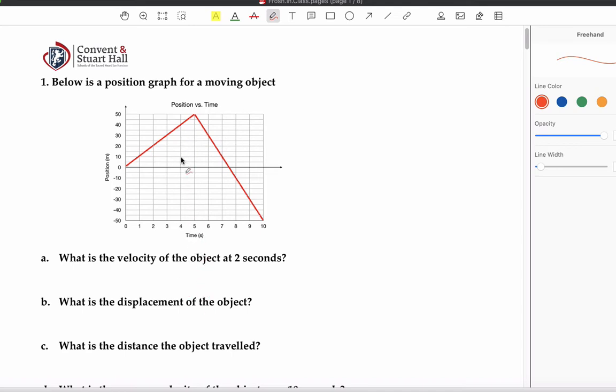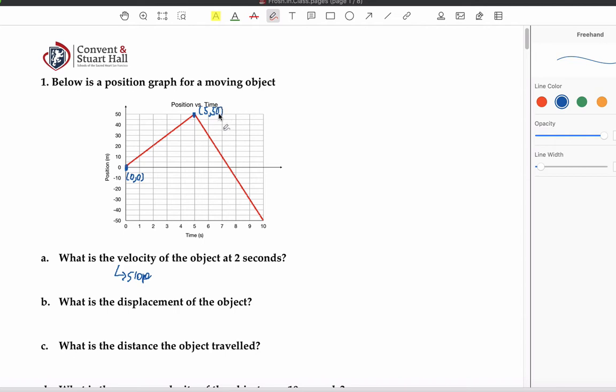Let's remember when we have a position versus time graph, the velocity is simply going to be the slope. And so we shall go ahead and actually calculate that slope using the rise over the run. So let's look at this point here. This point here is 0, 0. This point here is 5, 50.